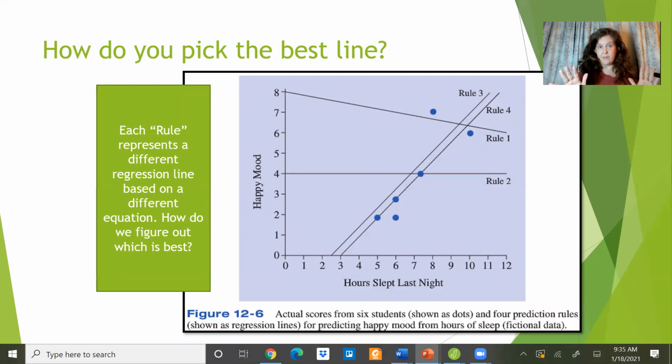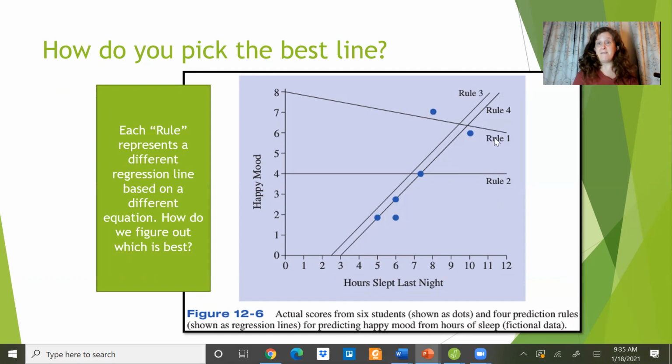Okay, so it's a little busy up here, but look at the blue dots on this graph. This is used for X hours slept to predict Y happy mood. And what do we see here? This is pretend data, but it's kind of intuitive. Don't sleep a whole lot, low mood. Sleep a whole lot.